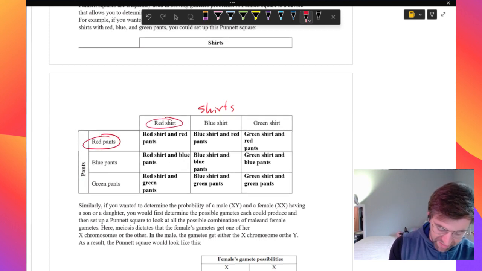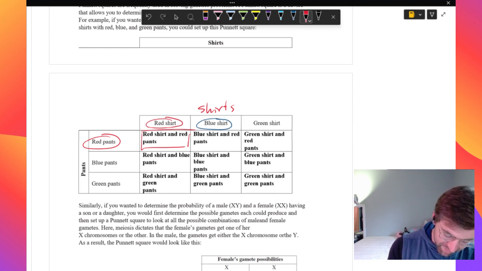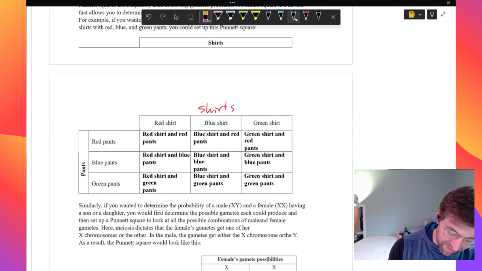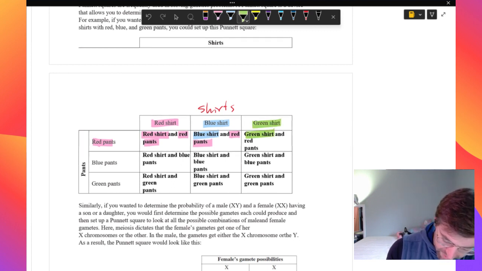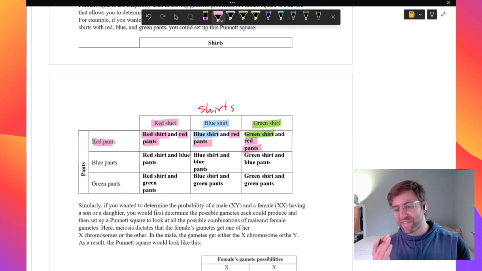Red shirts with red pants produces red shirts and red pants. Blue shirts with red pants produces blue shirt and red pants. And it's occurring to me that I should really be using highlighters because red pants, red shirt, blue shirt, red pants, green shirt, and red pants. You can do this with anything.